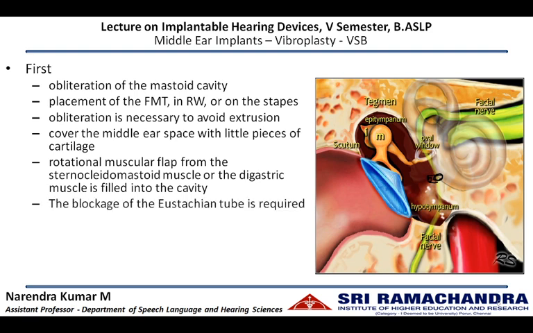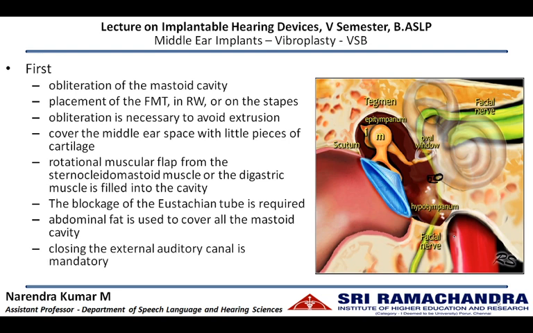The eustachian tube has to be blocked. Also, the abdominal fat tissue is used to cover all the mastoid cavity which was obliterated. The closing of the external auditory canal is mandatory so that the graft which is placed in the middle ear cavity retains its position. So this is the first approach in chronic otitis media.